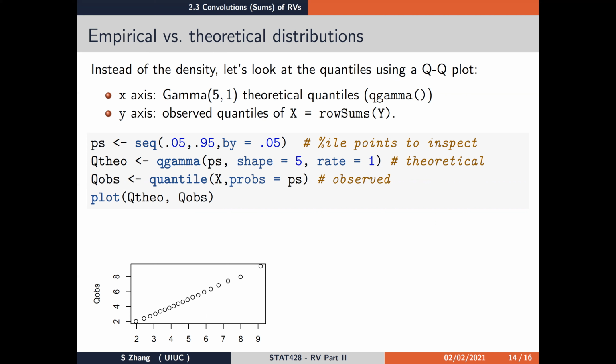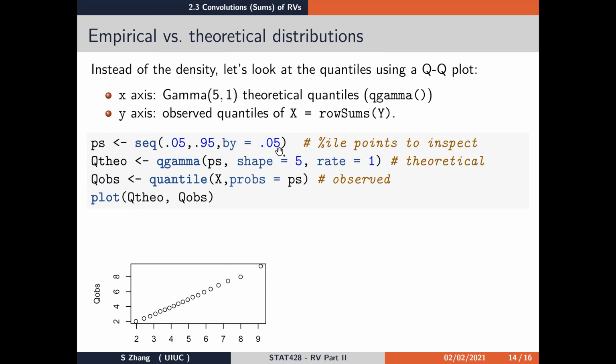The QQ plot stands for quantile-quantile plot. The x-axis is going to be the theoretical quantiles. In this case, it's going to be the theoretical quantiles of the gamma distribution with shape 5 and rate 1. And this can be obtained using the built-in function qgamma. The y-axis is going to be the empirical or the observed quantiles of our random draws. Our random draws are the X's, so we're going to find the quantiles of this and plot it here.